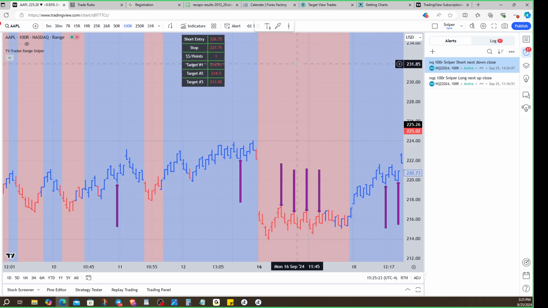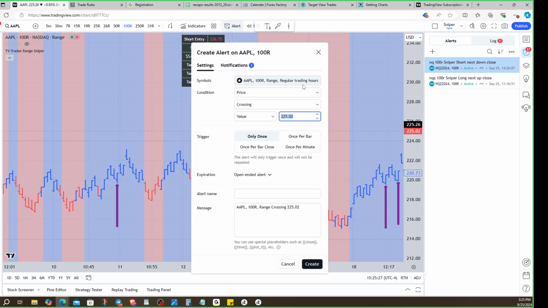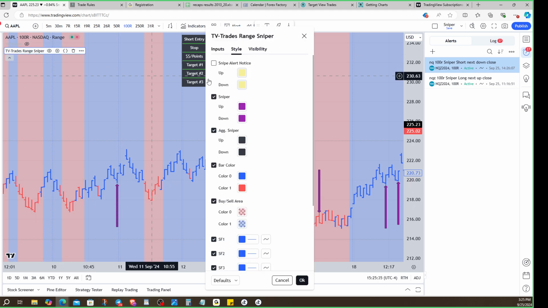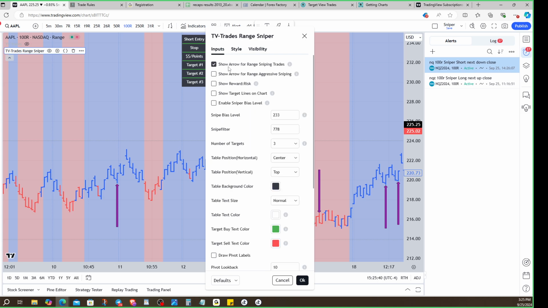You can set up an alert so that it will do that for you. If you go here to alert, see, I have the range sniper on, and the only thing I have on the range sniper right now is just the snipe. I just have this sniper on right here.